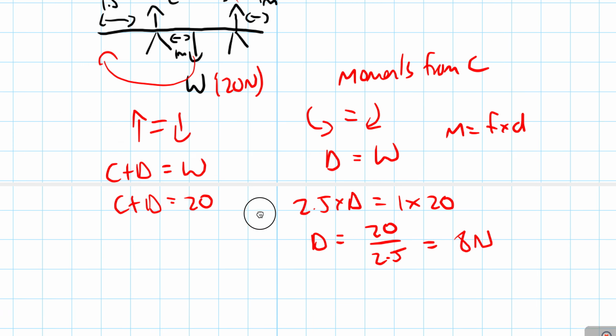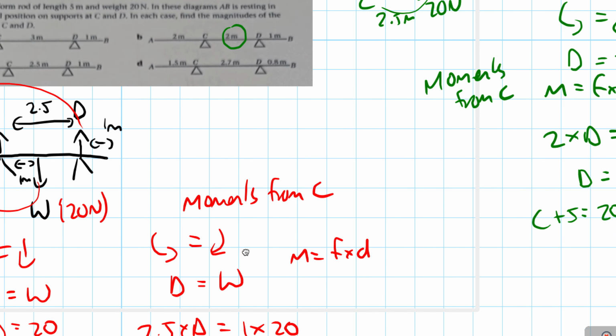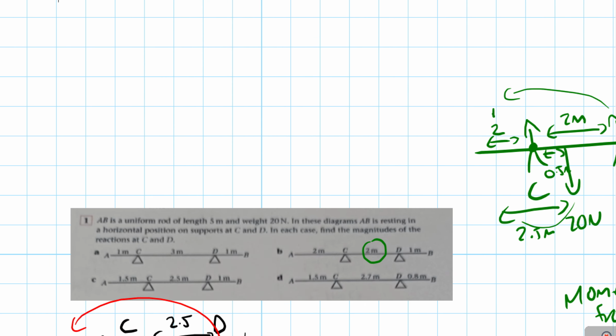When we then plug this back in, so here it's going to be C plus 8 equals 20, so C is equal to 12 newtons. And that's our answer to part C. And then part D, let's change it slightly. So this time we're going to take moments from D.